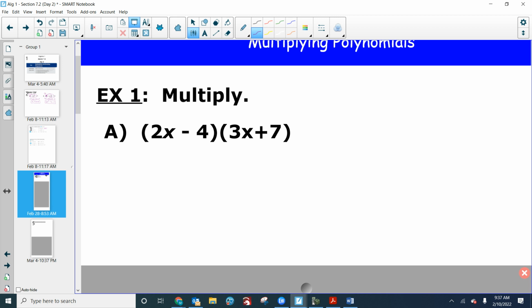Guys, this is nothing new, right? Now, how many terms on the left? How many on the right? 2 times 2 is? Should have this many terms before we combine like terms. Why don't you guys try this? Go. Don't start yet. Go.